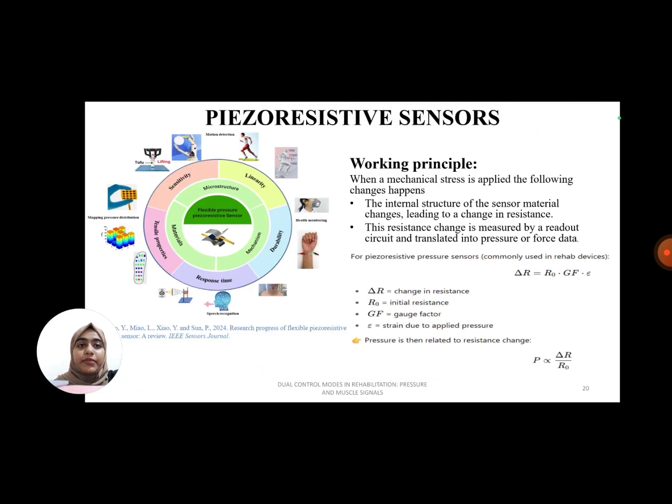As I said before, we'll be focusing on the piezoresistive sensor. This is the working principle I've already mentioned. When a mechanical stress is applied, the internal structure of the sensor material changes, leading to a change in resistance. This resistance change is measured by a readout circuit and translated into pressure or force data. This is the equation which shows that the change in resistance, delta R, is equal to the initial resistance R0 times the gauge factor and the strain due to the applied pressure. So pressure is then related to the resistance change, that is, P is directly proportional to delta R by R0, where R0 is the initial resistance.